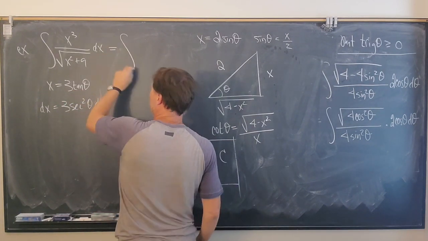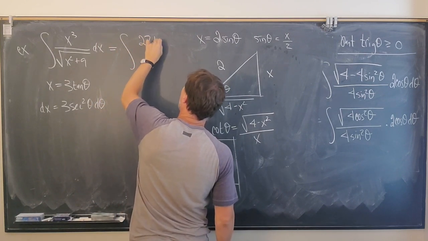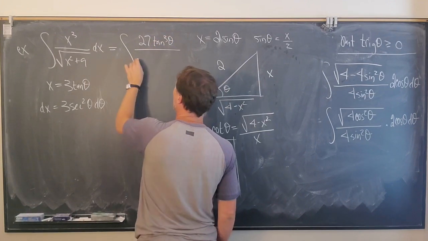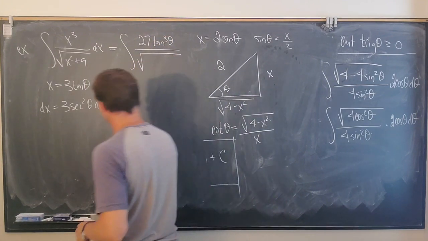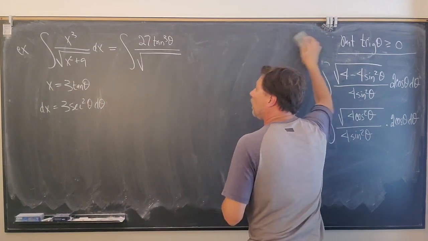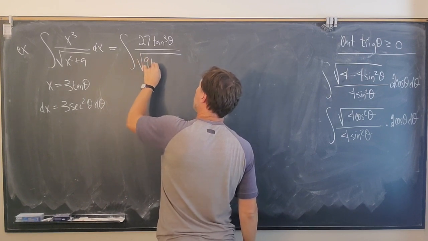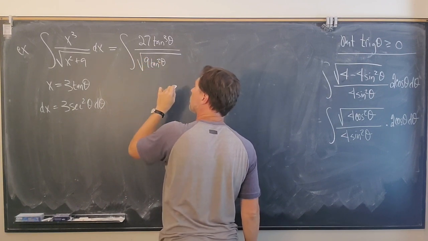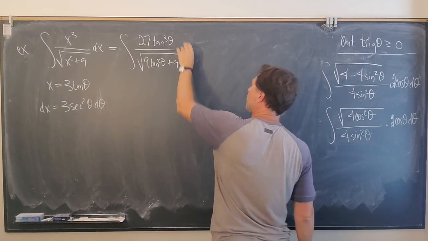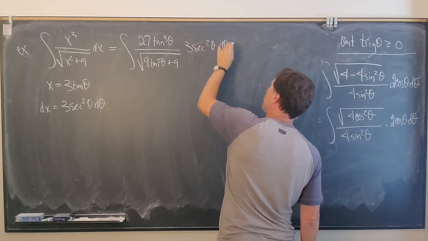So this will be a 27 tangent cubed theta. The denominator, we're going to have, so this will be a 9 tangent squared theta plus 9. And then the dx is a 3 secant squared theta d theta.